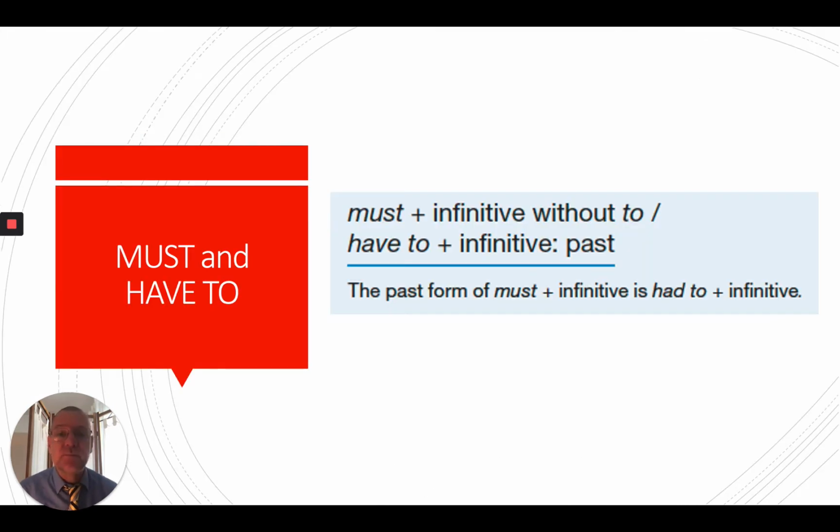So, first thing to realise is this, that when we're talking about obligation in the present, we use have to or must. The good news is that there is no past form of must. We can't use it, it doesn't exist. So we use had to. That's it. Had to plus infinitive.